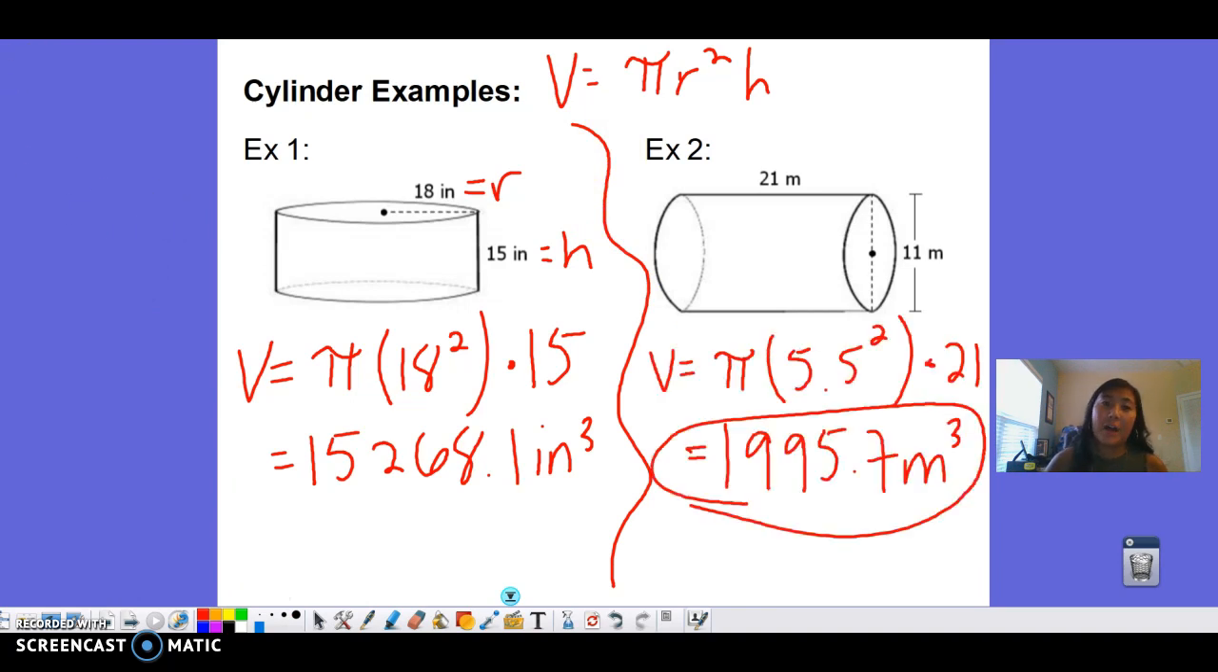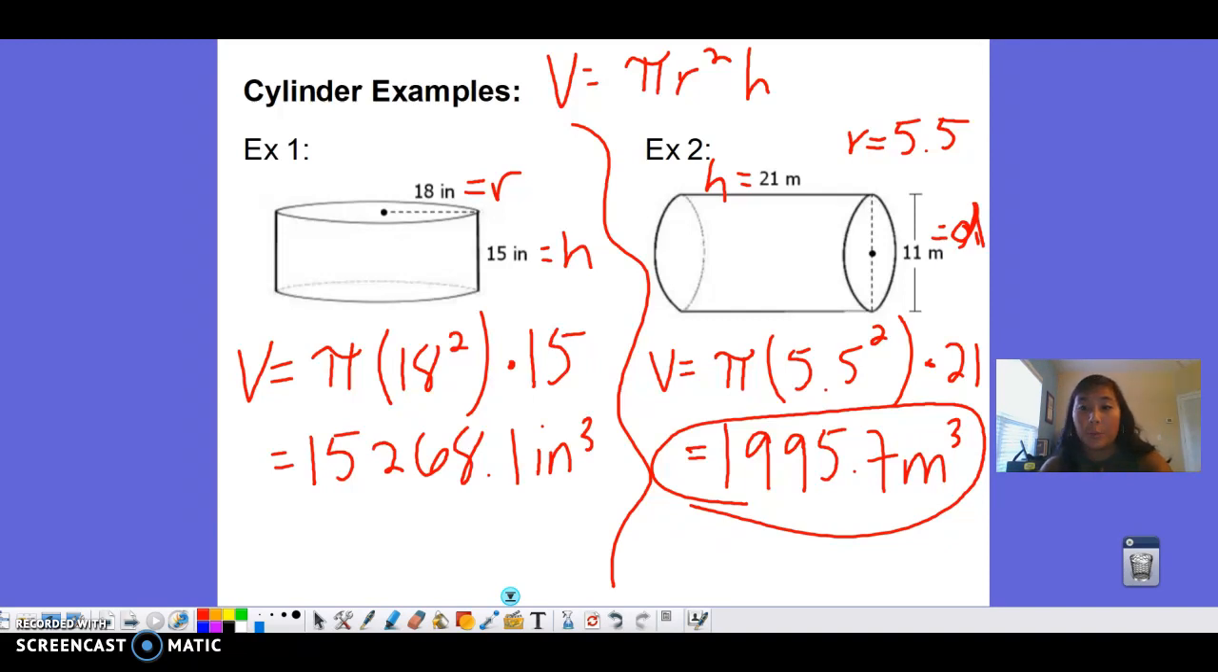Alright guys, and if you do what I asked you to do, you should have an answer for example number 2 for cylinders. The answer that I received from our work is that our volume for number 2 is going to be 1,995.7. And so remember, the 5.5 came from this 11 because the 11 is the diameter, which means the radius is going to be 5.5. Okay, and then our height was the 21. So when you put that all in the calculator, you get the 1995.7.